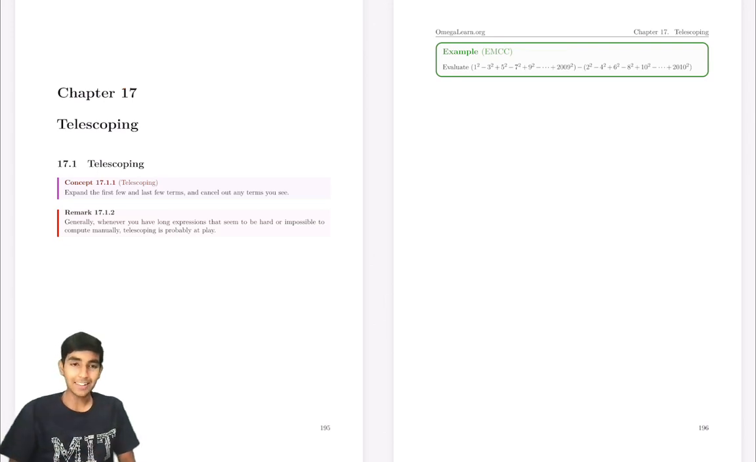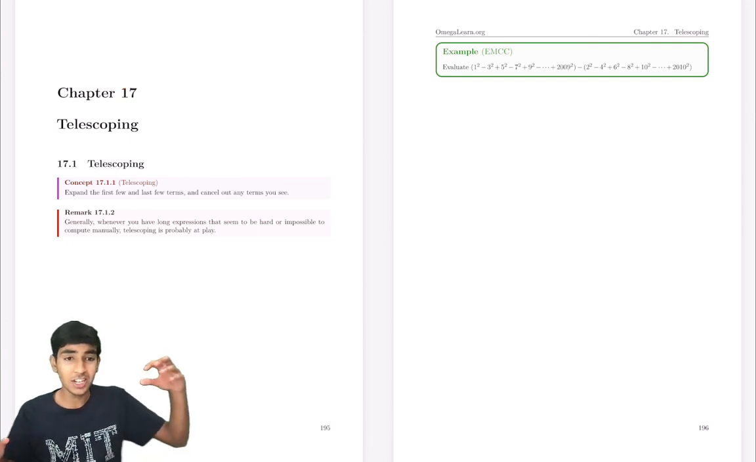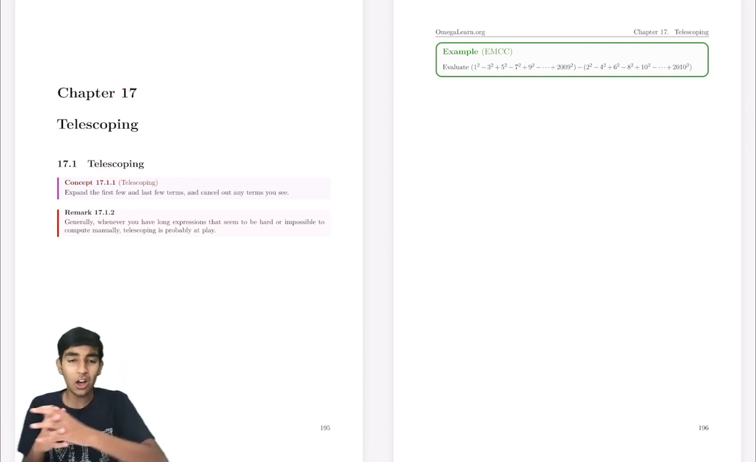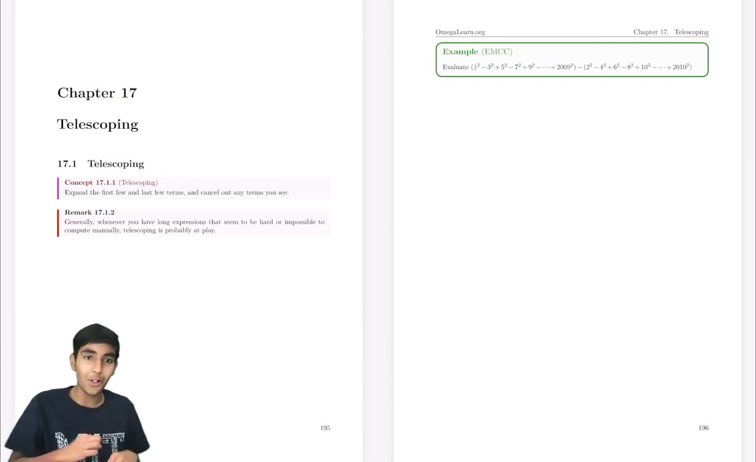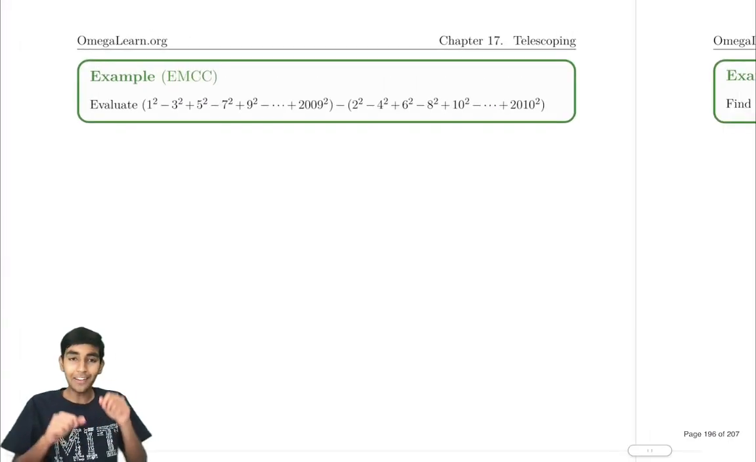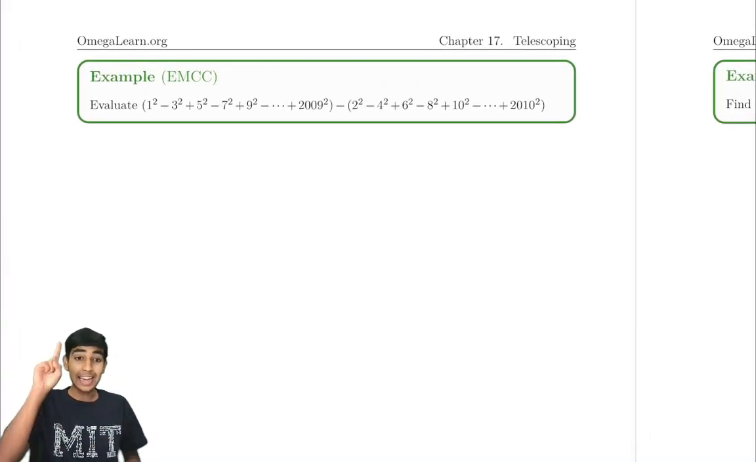Wouldn't it be nice if all your problems just canceled out with each other? Well, lucky for you, today is your chance to do that. In telescoping, you can form a giant complicated expression. Everything just cancels out and you're left with something super simple. Let's see an example of telescoping in action.